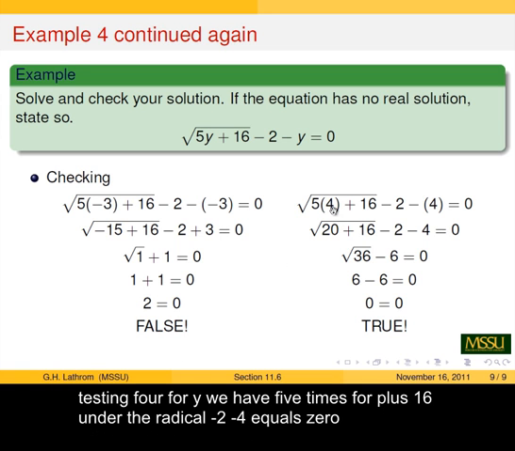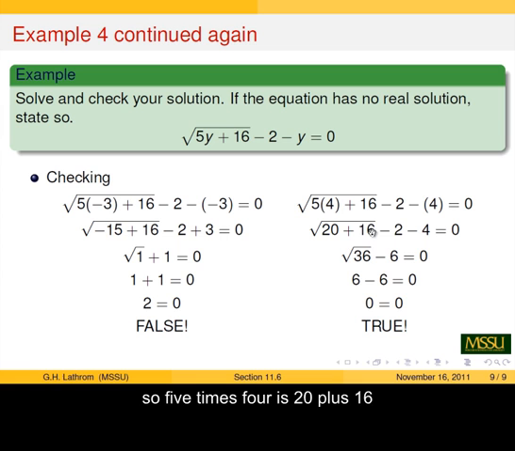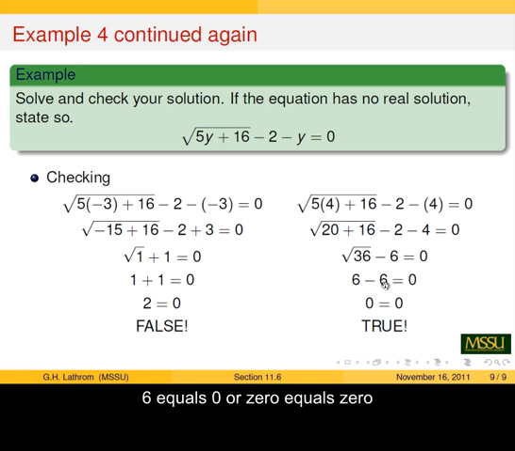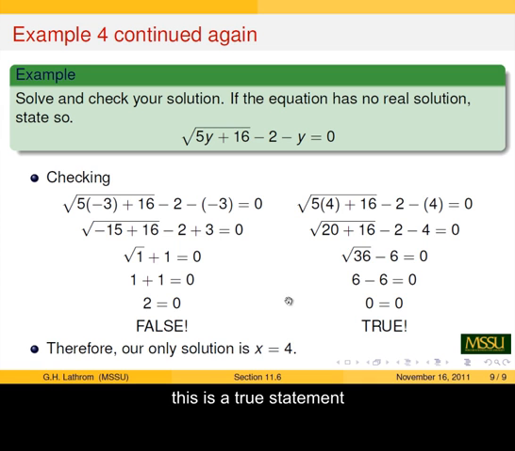Testing 4 for y, we have 5 times 4 plus 16 under the radical, minus 2 minus 4 equals 0. 5 times 4 gives us 20 plus 16, so that we have the square root of 36. Minus 2 minus 4 gives us negative 6, so that the square root of 36 is simply 6 minus 6, or 0 equals 0. This is a true statement. Therefore, our only real solution is y equal to 4.